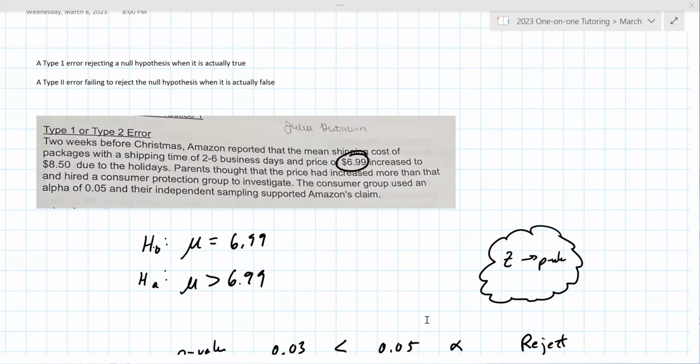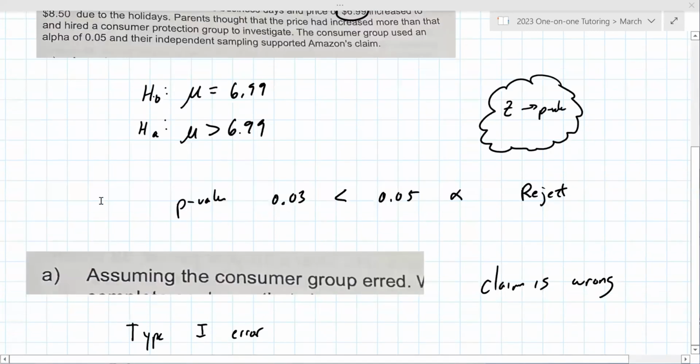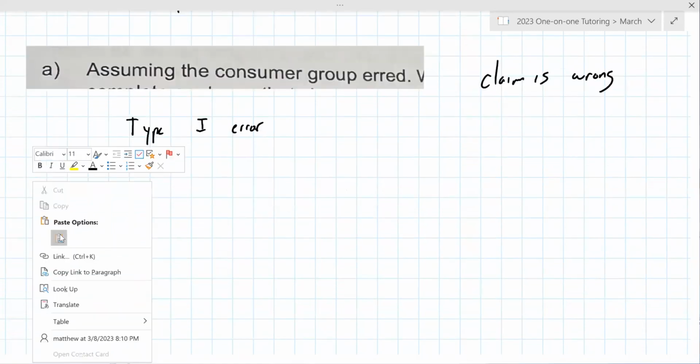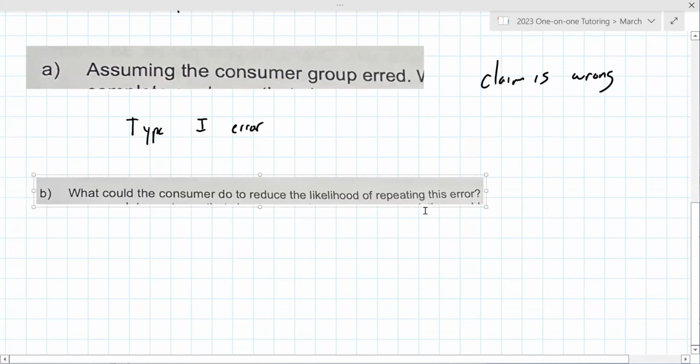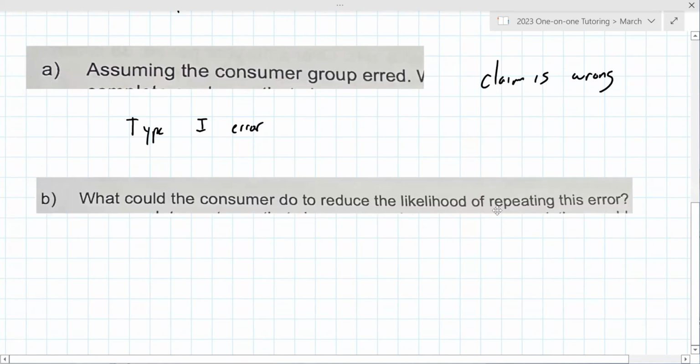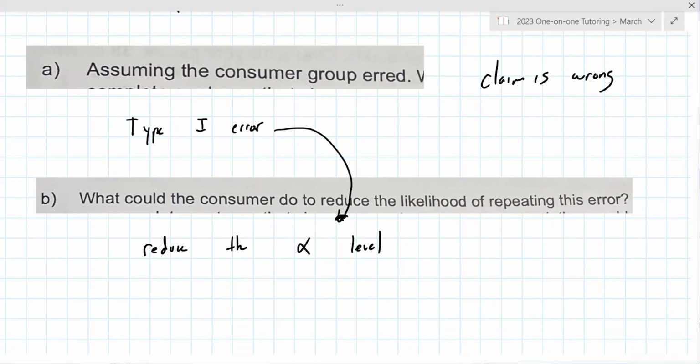All right. So it goes on to ask in part B, what could the consumers do to reduce the likelihood of repeating this error? The answer is always to reduce the alpha level. That's always the response to a type 1 error. Always. Okay.